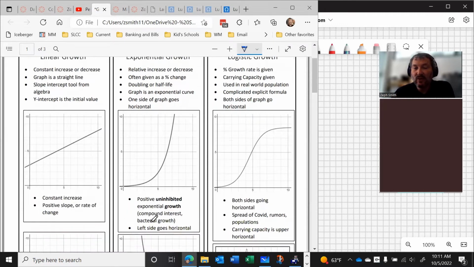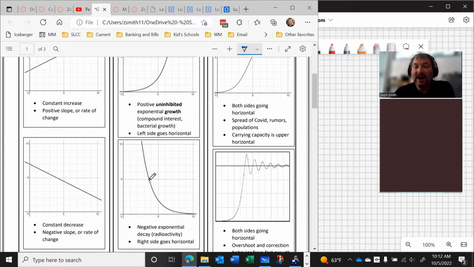Left side is going horizontal. I have compound interest, finances, bacterial growth, also until the bacteria use up all the food source, exponentially grows. We can also have the exponential decay. So this is often seen in radioactivity.